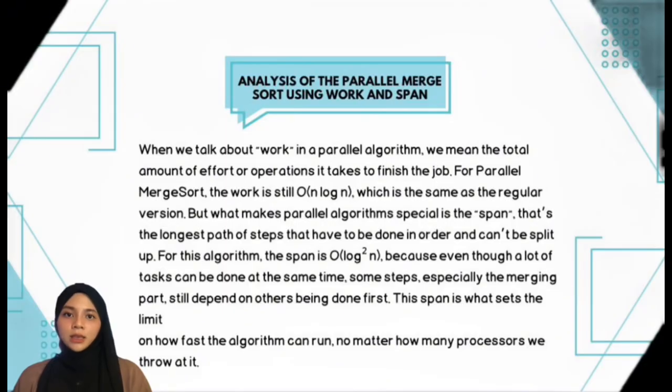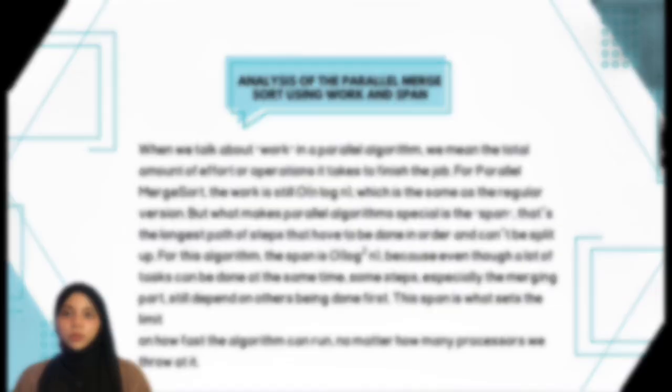But what makes a parallel algorithm special is the span. That's the longest chain of steps that have to be done in order and can't be split up. For this algorithm, the span is O(log² n), because even though a lot of tasks can be done at the same time, some steps, especially the merging part, still depend on others being done first. This span is what sets the limit on how fast the algorithm can run, no matter how many processors we use.